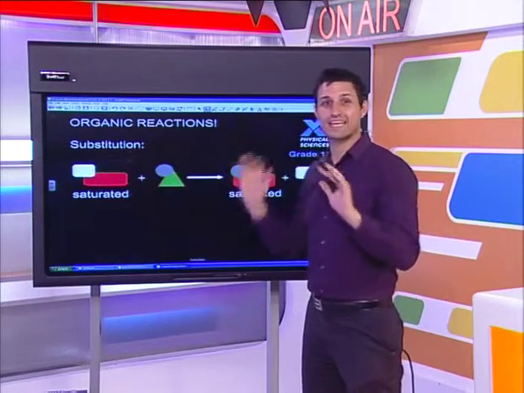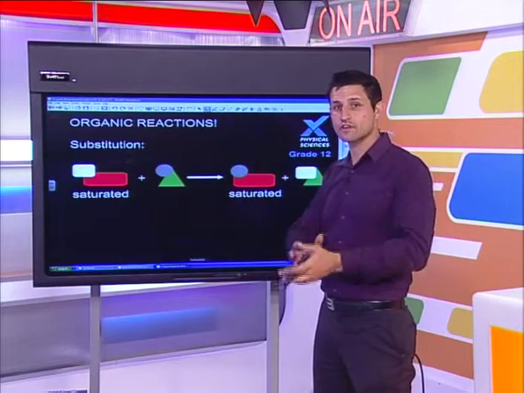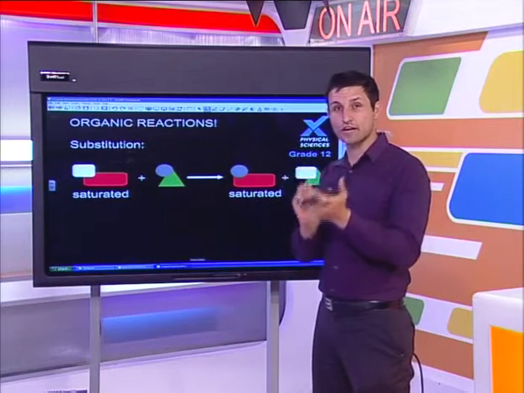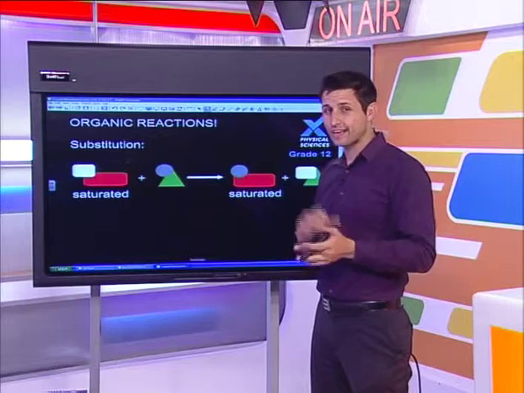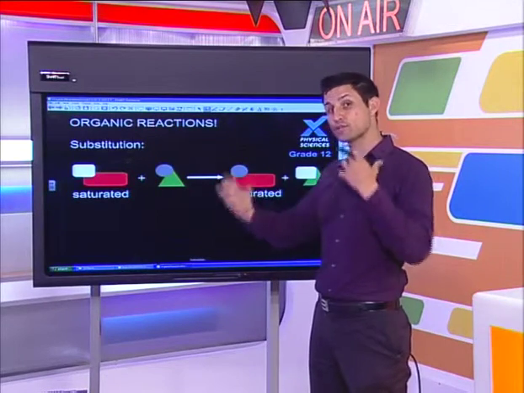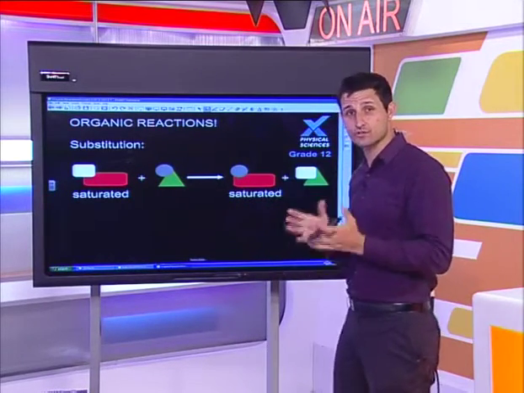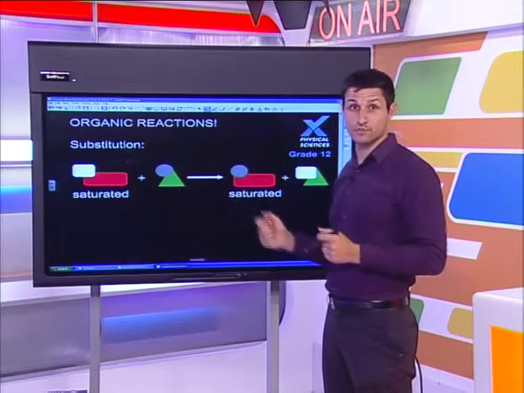This white block can be anything. It can be a hydrogen, it can be a halogen, it can be a hydroxyl in the case of alcohols. It can be virtually anything. Anything which can be swapped out or changed for something else can be substituted.